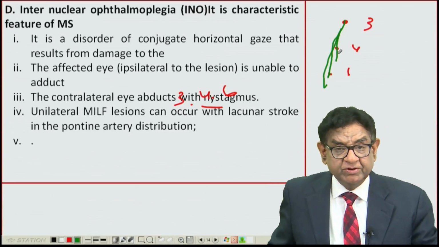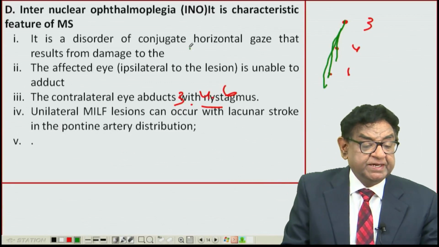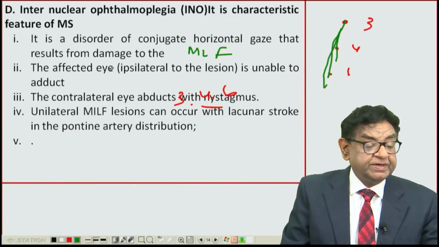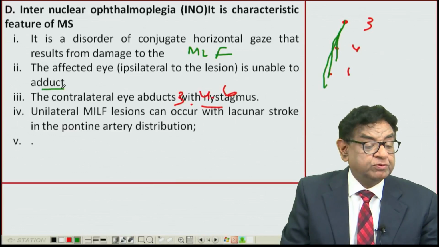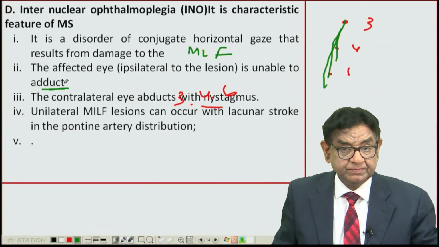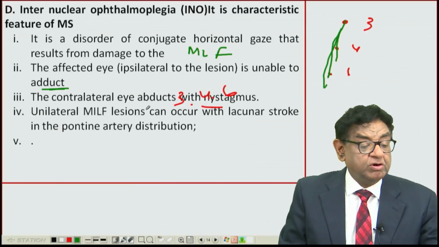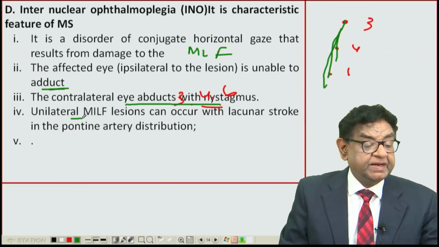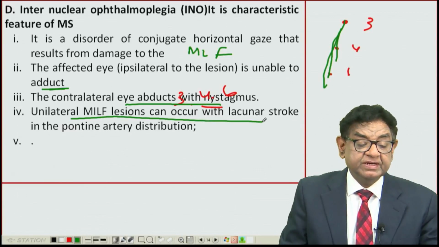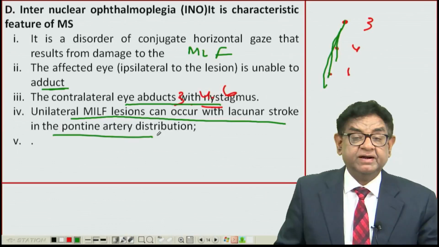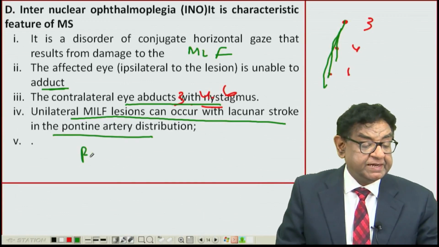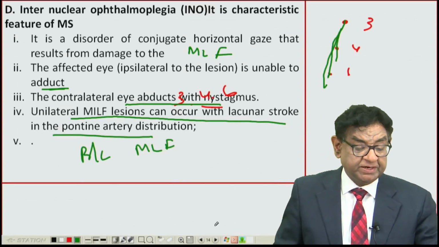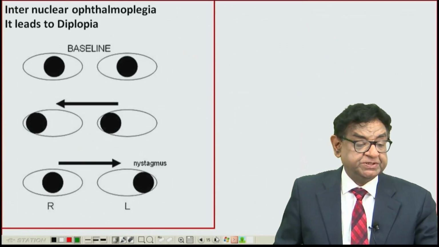Now, in internuclear ophthalmoplegia, the lesion occurs in the medial longitudinal fasciculus, ipsilateral. So the affected eye on the same side is not able to adduct. Okay? The contralateral eye abducts with nystagmus. A unilateral MLF lesion can occur with lacunar stroke in pontine artery distribution, but a bilateral medial longitudinal fascicular lesion occurs only in multiple sclerosis. Now look at this picture.